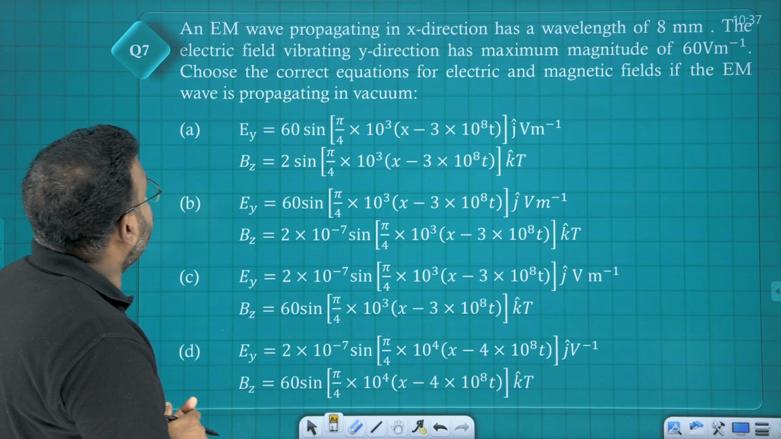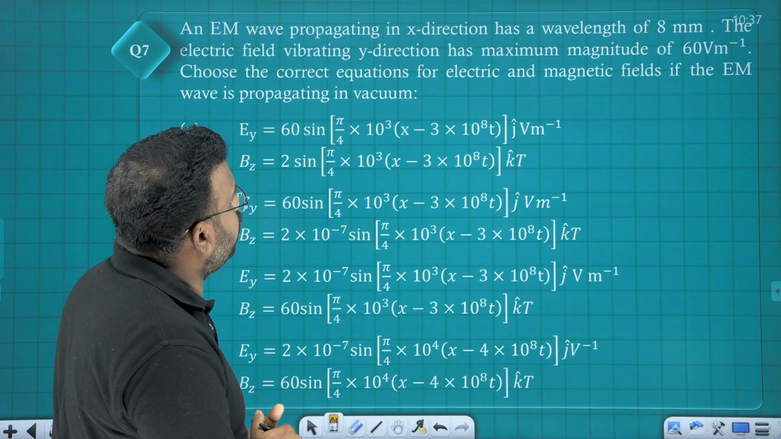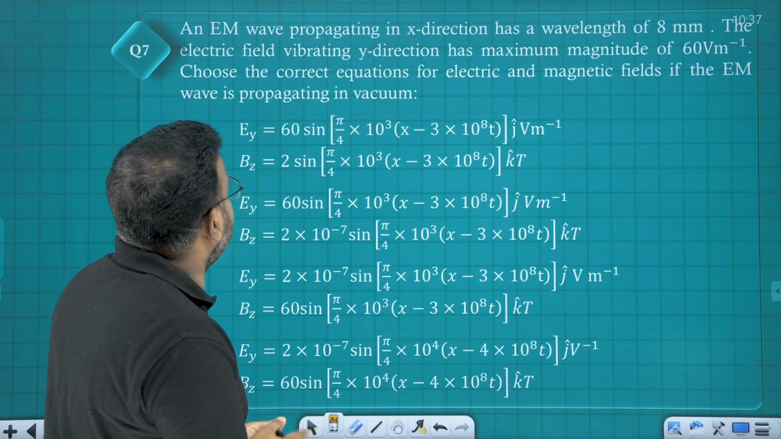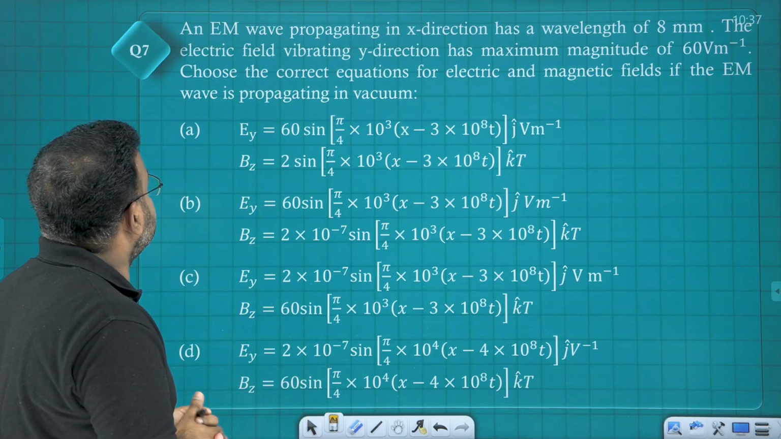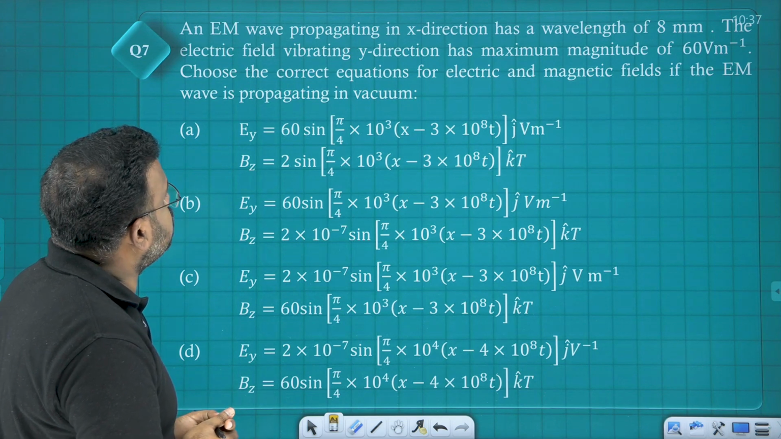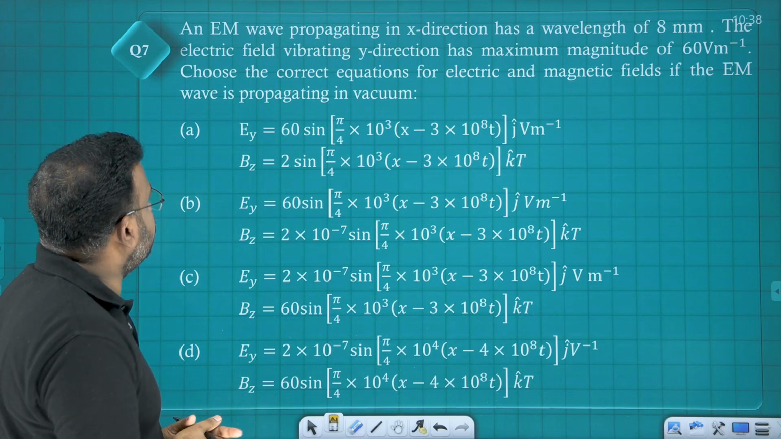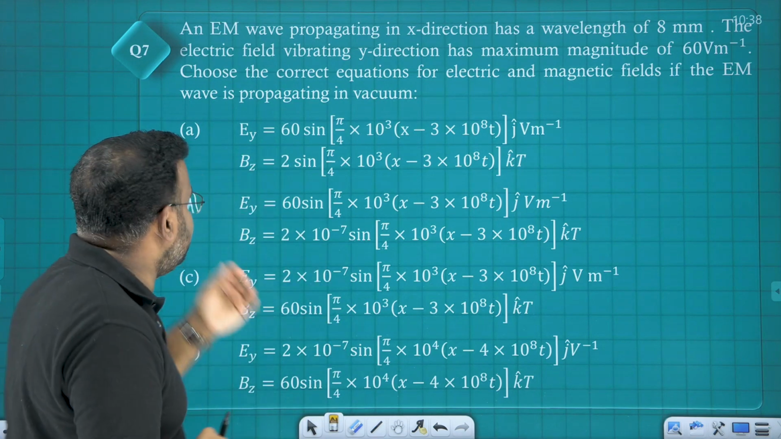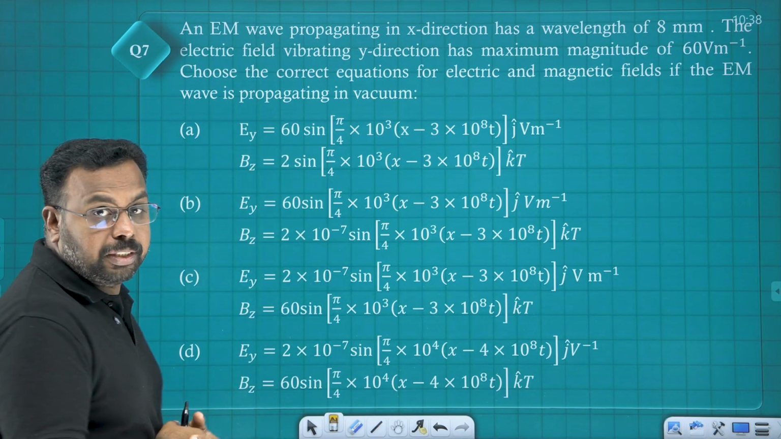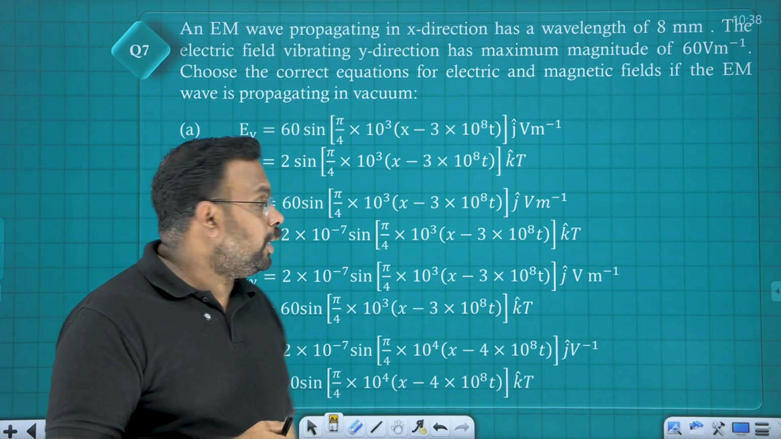An EM wave propagates in the x direction and has a wavelength of 8 millimeter. The electric field vibrating in the y direction has a maximum magnitude of 60 volt per meter. Choose the correct equation for the electric and magnetic field in the EM wave propagating in vacuum. There are many equations given, so we need to pick the right formulas for both electric and magnetic field.